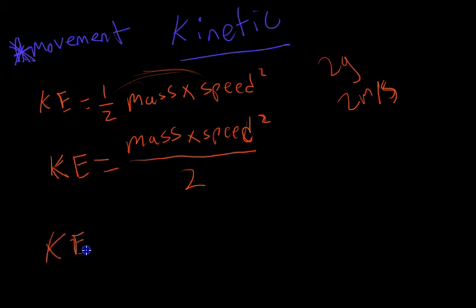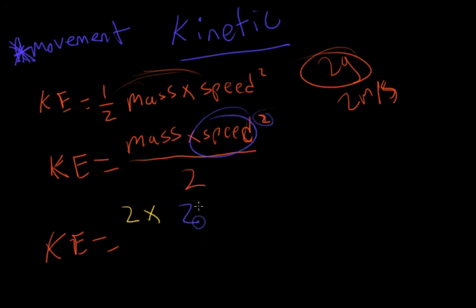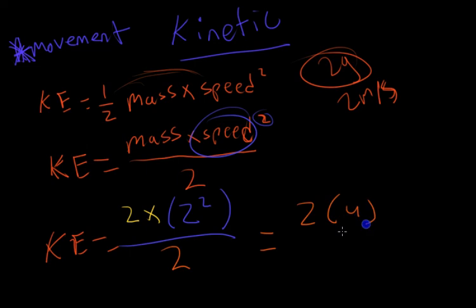KE is equal to the mass 2 times the speed squared, so 2 squared, over 2, right? So then we're going to do some algebra. 2 times 4 over 2, or that equals, I like to cancel out the 2's, and then you're just left with 4. Kinetic energy is 4. Remember, we measure it in joules.